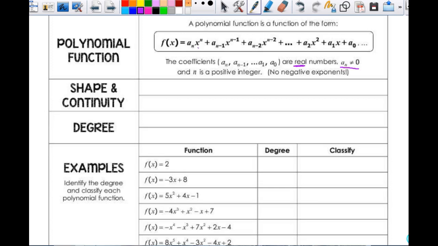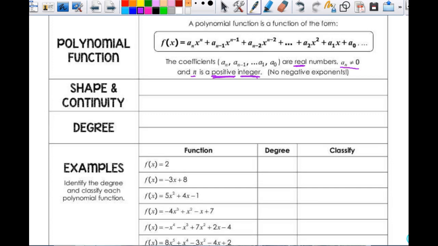And this is important too, n is a positive integer. That means no negative exponents. So not only do I have no negative exponents, since they're integers, I also don't have any rational exponents. So no fractions in my exponents, no negative numbers, just nice, pretty positive whole numbers for exponents.